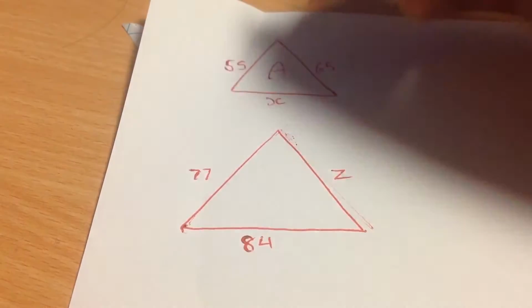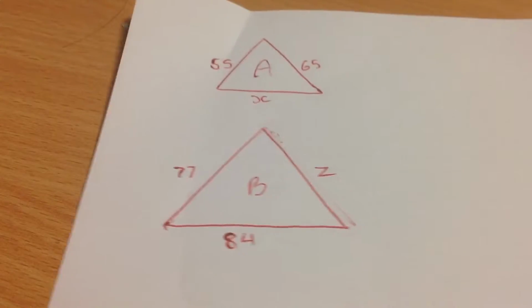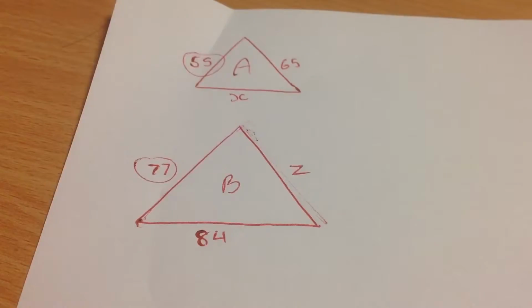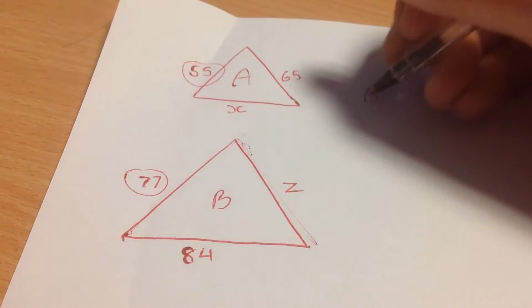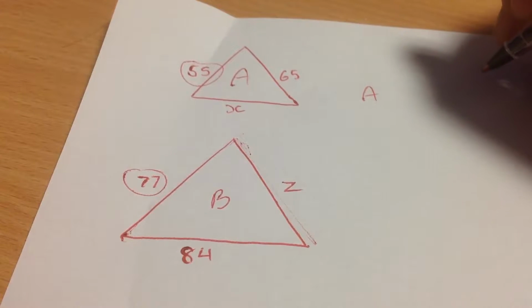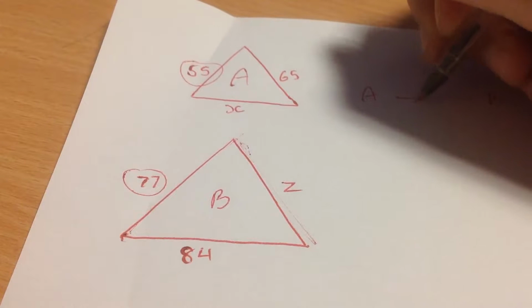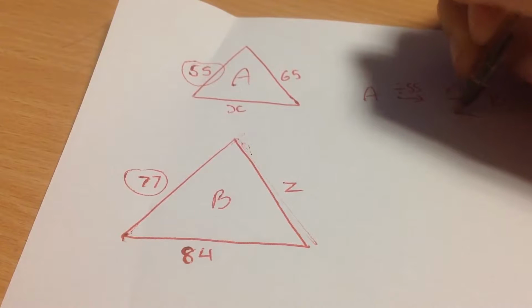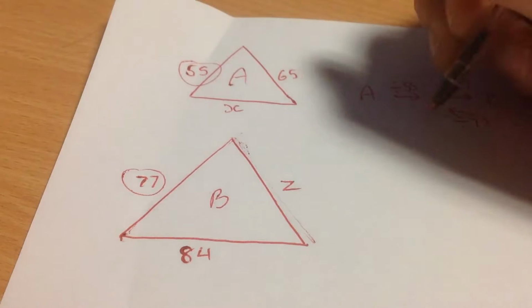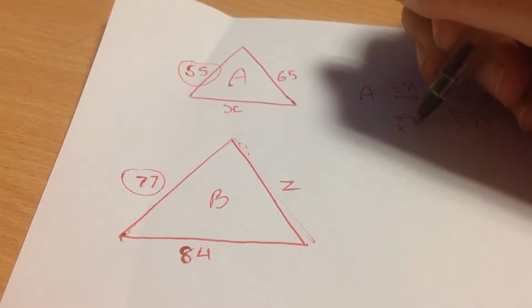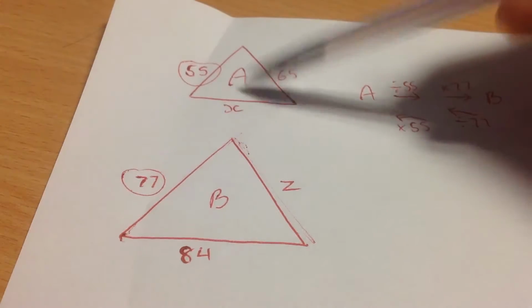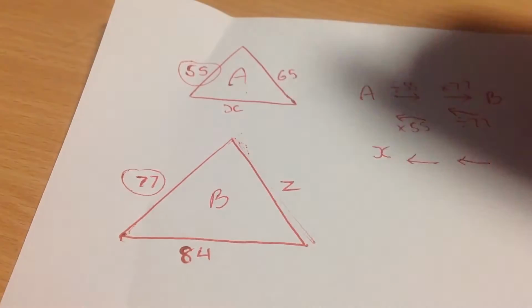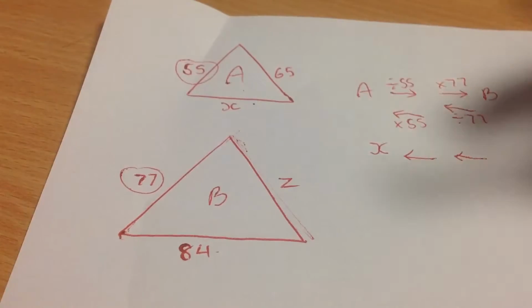So this is my shape A, and this is my shape B. So how do I get from sides on A to B? These are my corresponding sides. So to get from A to B, I'm going to divide by 55, and then I'm going to times by 77. To go back the opposite way, I'm going to divide by 77 and times by 55. X is on shape A. X is here, so I'm going to be going back to get to X. What's corresponding to X? The angle 84.